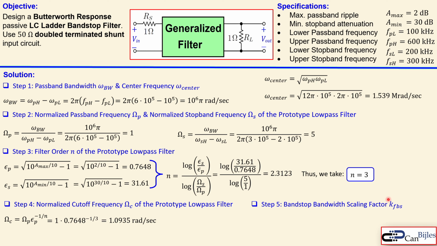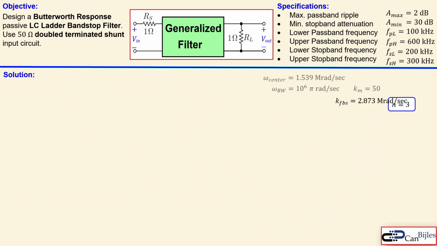Now the bandwidth scaling factor is KFBS. So for the bandpass filter it was KFBP. The difference here is we don't multiply the omega BW with this omega C, but we divide it by. So you have actually now this expression. Now when you use this 10 to the power 6 pi radians per second for the bandwidth, and also this 1.0935 from the omega C normalized cutoff frequency, you get now your scaling factor for this bandstop filter, which is then 2.873 megaradians per second.